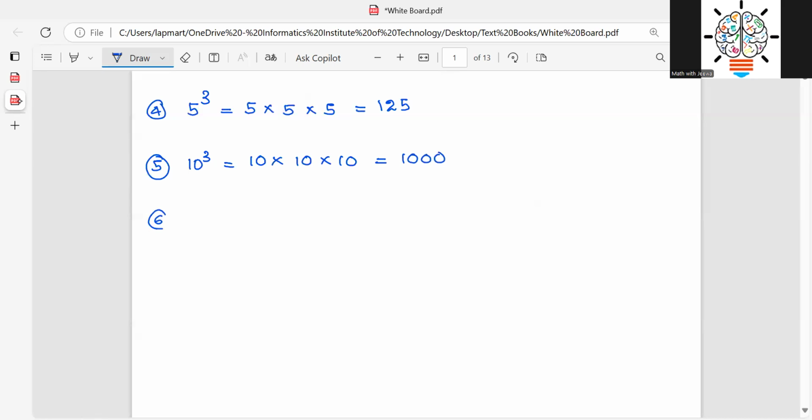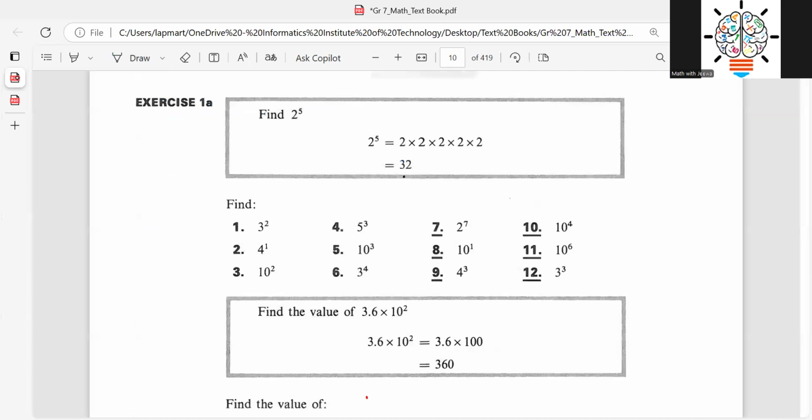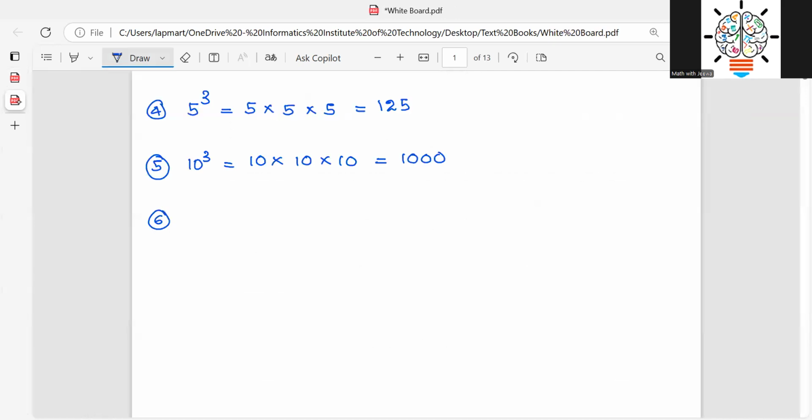Question number 6, we have 3 to the power 4. 3 to the power 4 is equal to 3 times 3 times 3 times 3. You want to multiply 3 four times. 3 times 3, 9. 9 times 3, 27. 27 times 3, it is 81.